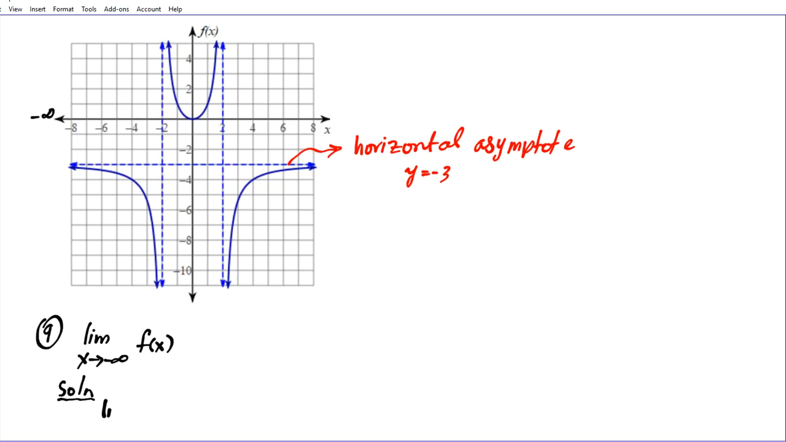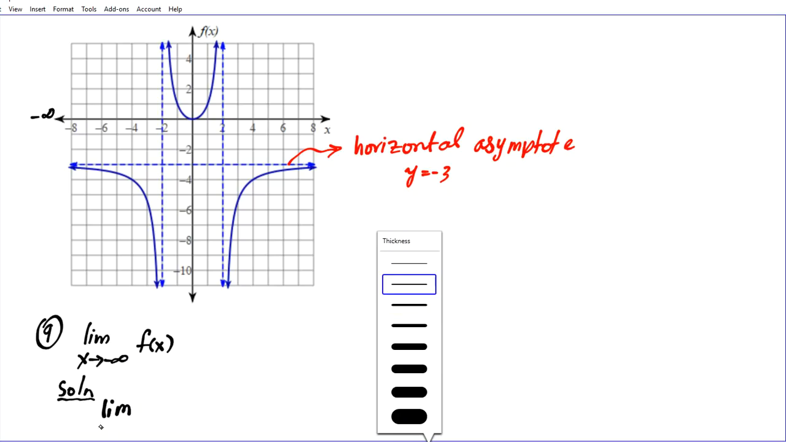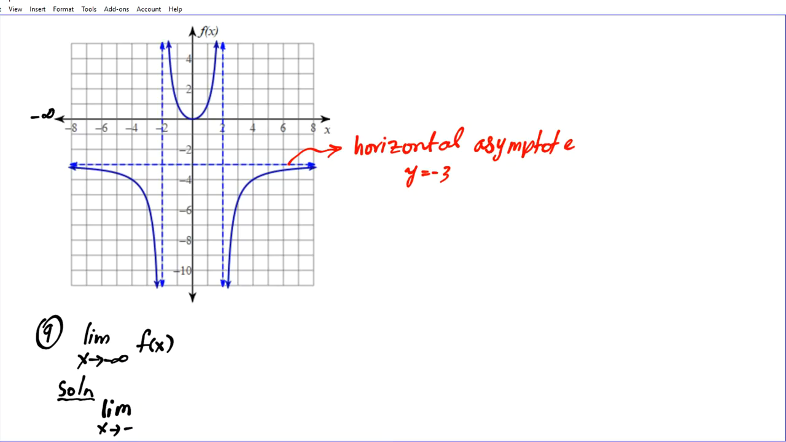So guess what? The limit as x approaches negative infinity, it's flatlining to the horizontal asymptote, the horizontal asymptote with the equation y equals negative 3, so the limit is going to be negative 3 for x approaching negative infinity.